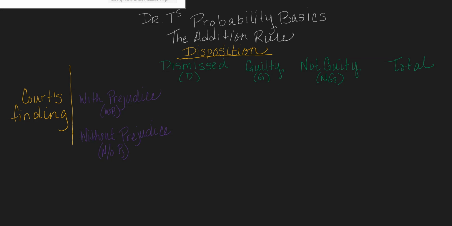We take, let's say about 393 different court cases to review, and here's what we find. We find that 156 of the cases that were dismissed, dismissed with prejudice. 28 were dismissed without prejudice.